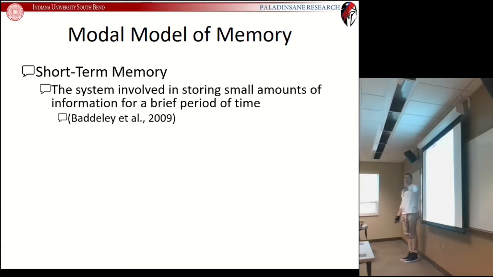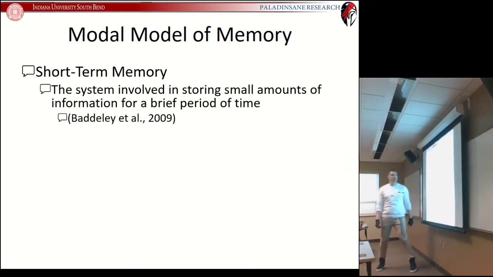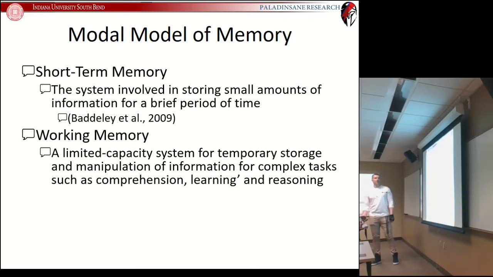You have to remember that that is a small amount of information and it gets only stored for a brief period of time. So that would be subsumed under your short-term memory. Another memory proposed by the modal memory model is working memory. And this is, once again, a limited capacity system. This is for the temporary storage and manipulation of information for certain tasks.